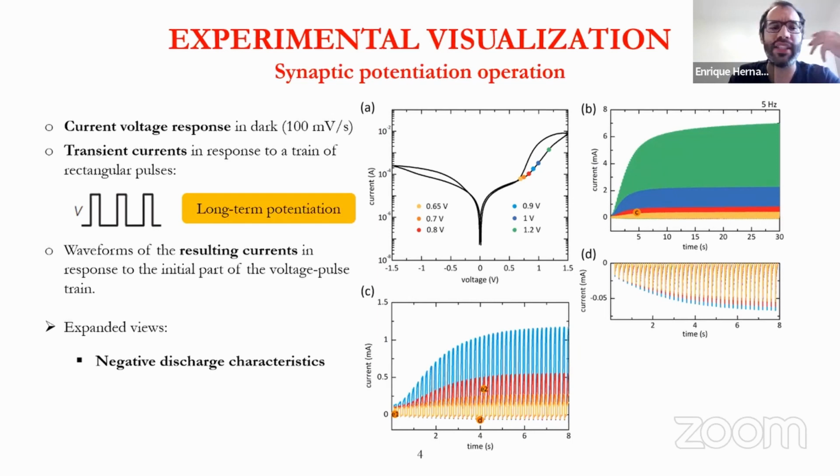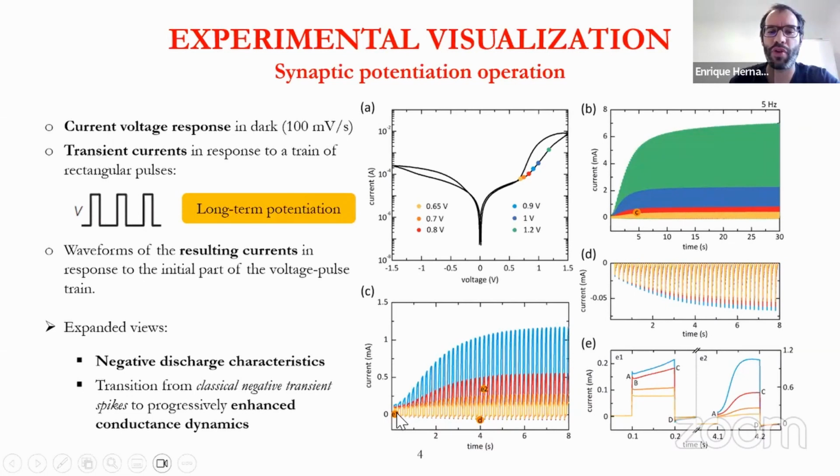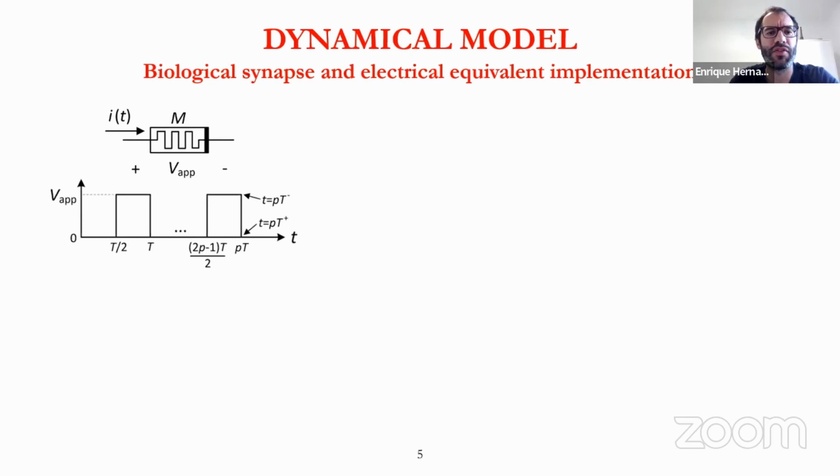Another important point is to compare these two transient responses. Here in E1 and E2, very different transient responses appear. A transformation appears in the transient currents. This is the key to long-term potentiation. In the next slide, we will explain. Based on the observation of the current response to the pulse involved, we propose an advanced model that tracks that information. We begin this explanation with the concept of the memristor.